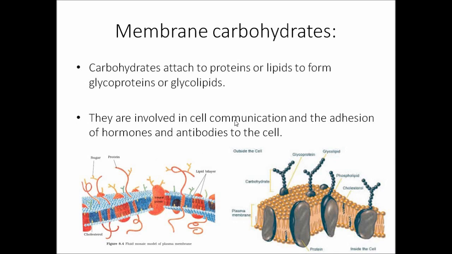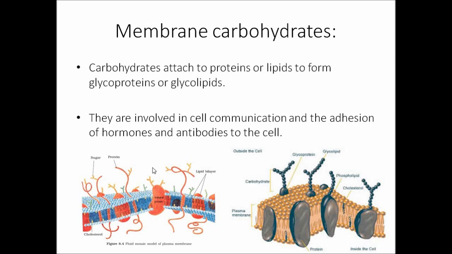Well, they're involved in cell communication and adhesion of hormones and antibodies to the cell. So what do we mean by that? We're basically saying that these glycoproteins and these glycolipids are really important for cells to be able to talk to each other, and they're really important in enabling hormones and antibodies in other cells to be able to attach to a cell to be able to do their job. Hormones so that they can then act on the cell and induce an effect, and antibodies to help in perhaps an immune response.